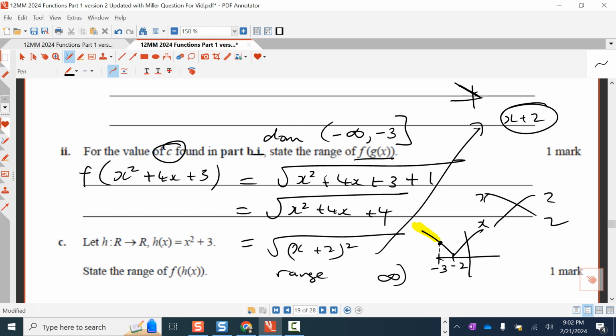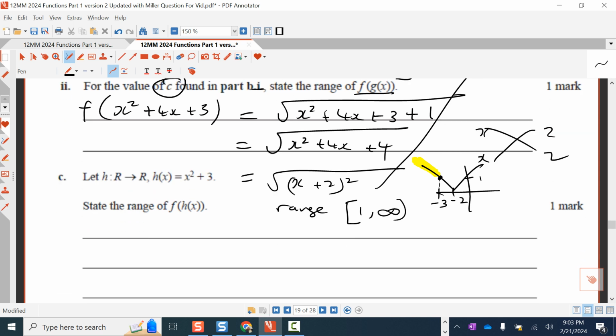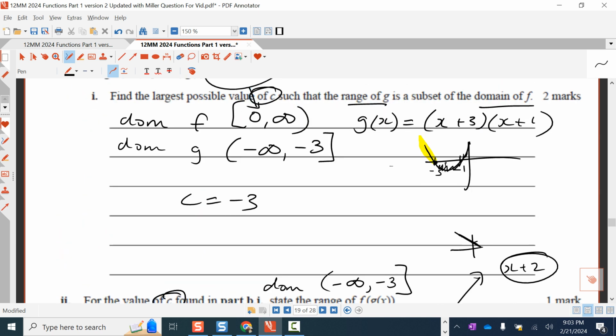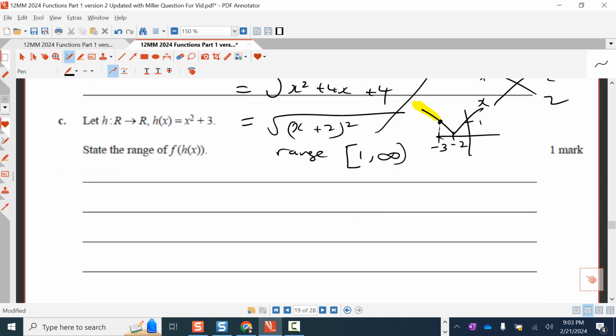So negative 3 plus 2 is negative 1. Negative 1 gets squared, which is 1. The square root of 1 is 1. So the range is from 1, the y value there is 1, to positive infinity. If you understood that, you're doing well, because I won't lie to you, that took me a little while to cover off when I first did that question way back 6 years ago.